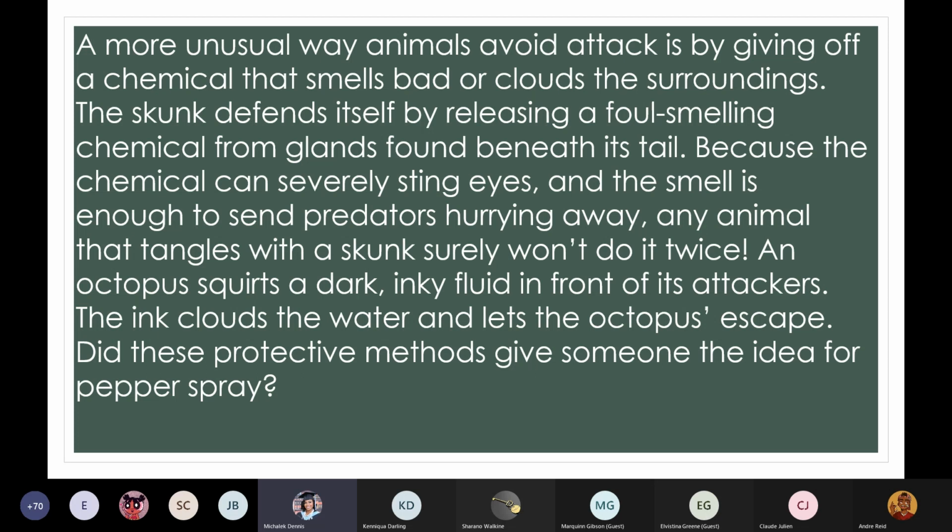So yes, you guys are correct. A more unusual way animals avoid attack is by giving off a chemical that smells bad or clouds the surroundings. Yes.